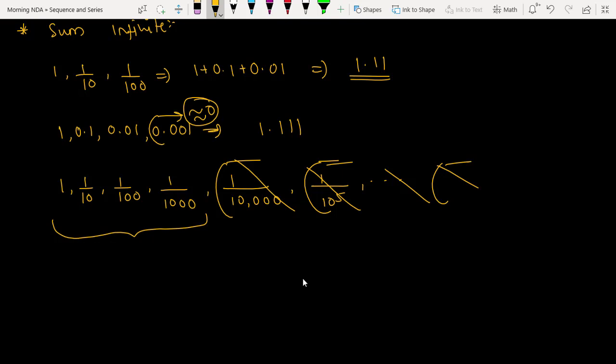Tell me, here 1 by 10 will come, 1 by 10 raised to power 4 will come, maybe you will get 1 by 10 raised to power 10. How much is this value? 1 by 10 raised to power 10 means what? It is approximately 0 only. So 0 added to any number will be that number itself.